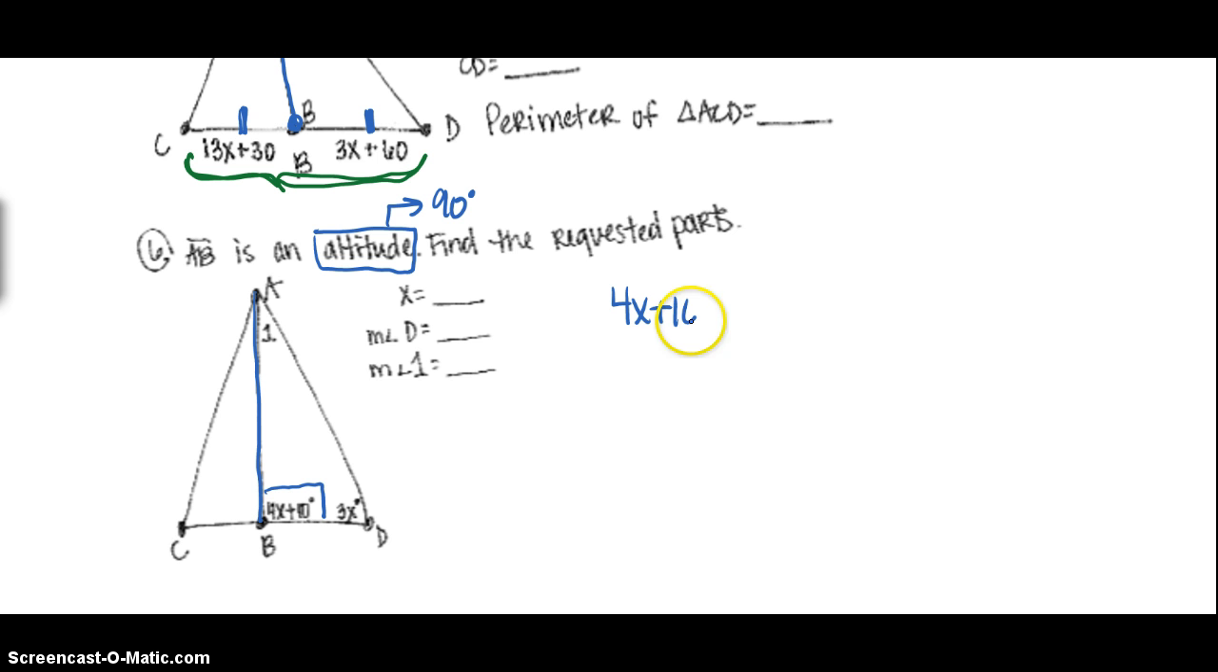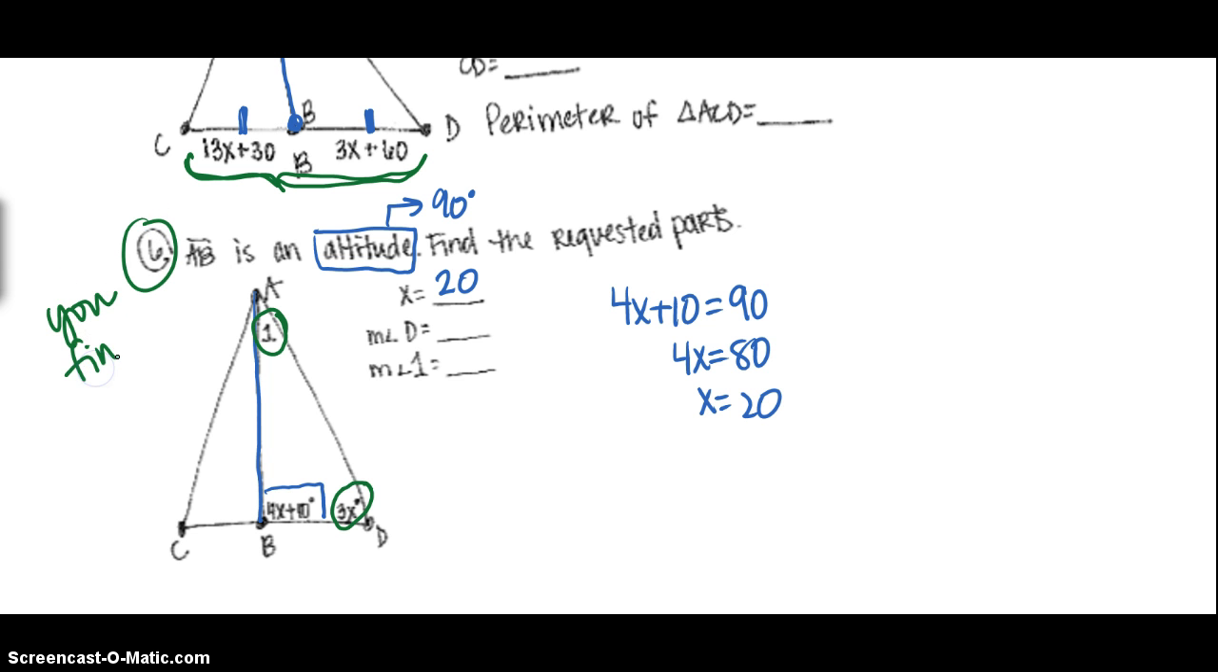So 4x plus 10 equals 90. What would we do to both sides here? We would subtract the 10. So 4x equals 80. Now what? Divide by 4. And x equals 20. Now that we know x equals 20, what I would like you to do is to go through, and tell me what angle D is, and find out what angle 1 is, all right? And bring those to class. So you will finish these ones, okay?